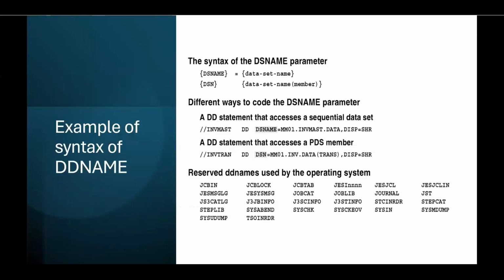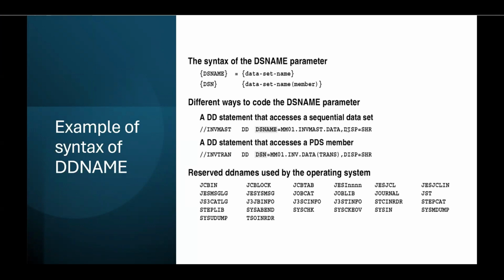Okay, so this is the example or the syntax of the DSNAME parameter. Here you can see you can provide DSNAME equals the dataset name, or you can provide DSN equals the dataset name, and in the brackets you can provide the member. So there are different ways to code the DSNAME parameter. This is the first example. Here you can see the DD statement, and we have written DSNAME equals our file name, and we have provided DISP equals SHR.